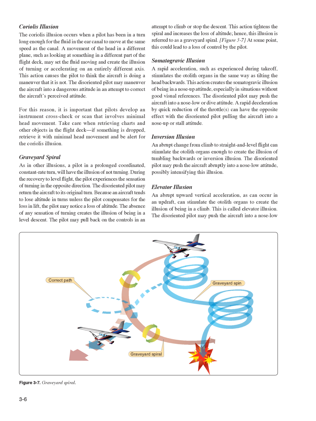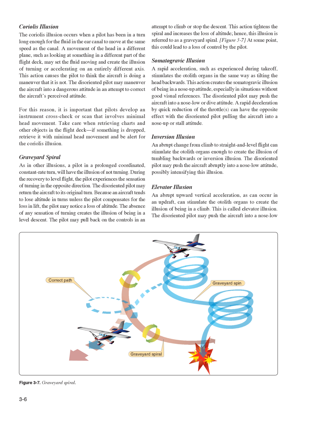The absence of any sensation of turning creates the illusion of being in a level descent. The pilot may pull back on the controls in an attempt to climb or stop the descent. This action tightens the spiral and increases the loss of altitude, hence this illusion is referred to as a graveyard spiral. Figure 3.7: at some point, this could lead to a loss of control by the pilot.